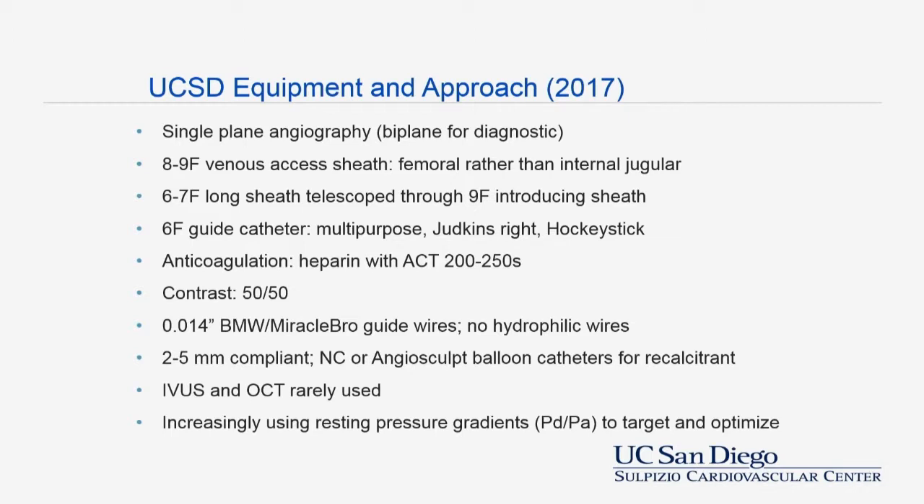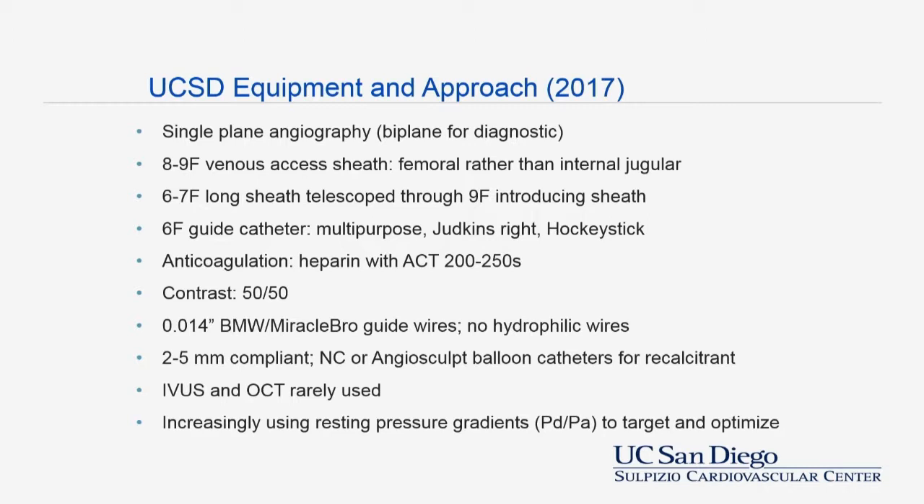So our approach today at UCSD in 2017 to BPA is we no longer go with biplane angiography, we use single plane. We no longer use the internal jugular vein, we use the femoral vein, 8 to 9 French venous access sheath. Through that we put another 6 to 7 French long telescope sheath. Through that we put a 6 French guide catheter, which can be a multi-purpose Judkins or hockey stick. We do use the EBU for the lingula.